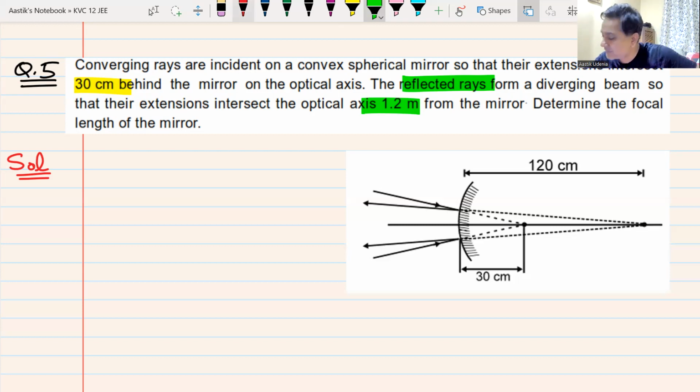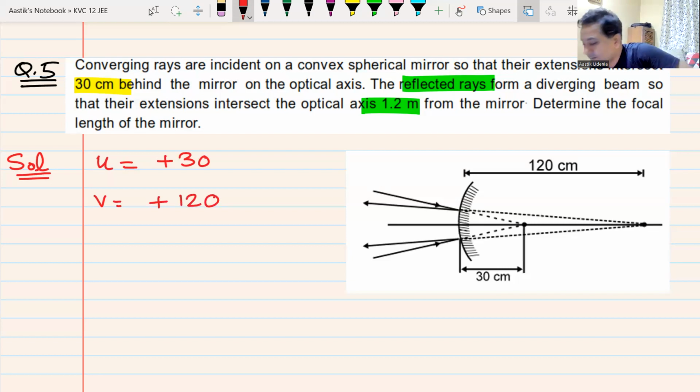What is the value of u here, sir? Plus 30, sir. It's a virtual object. The value of v is plus 120. Virtual image. It is given that the extensions meet, they do not actually meet, so it is a virtual image.